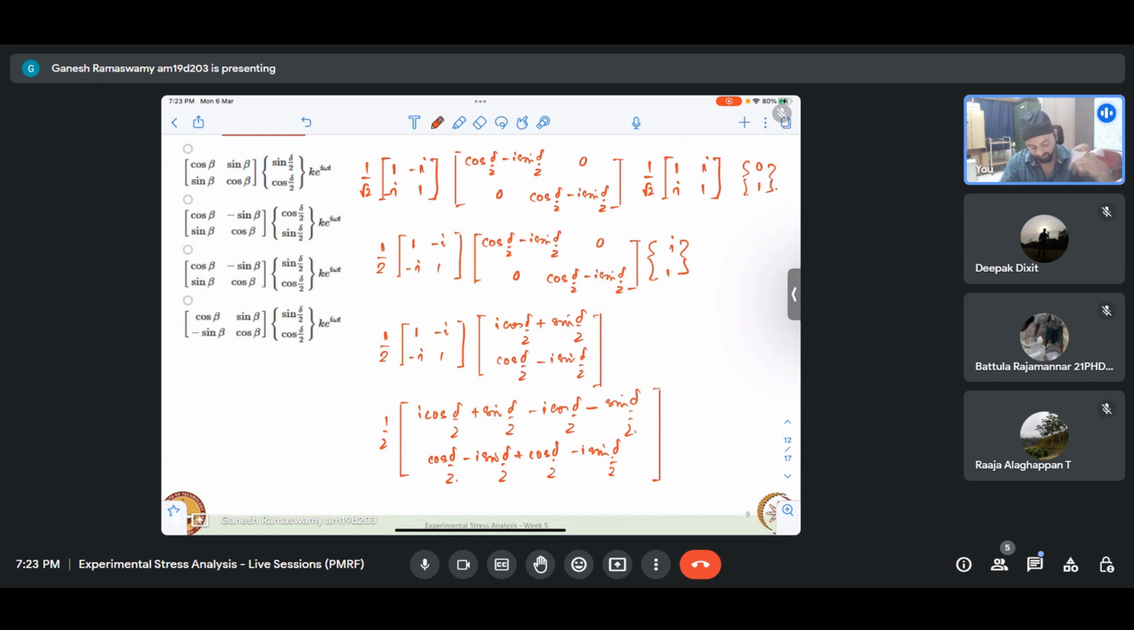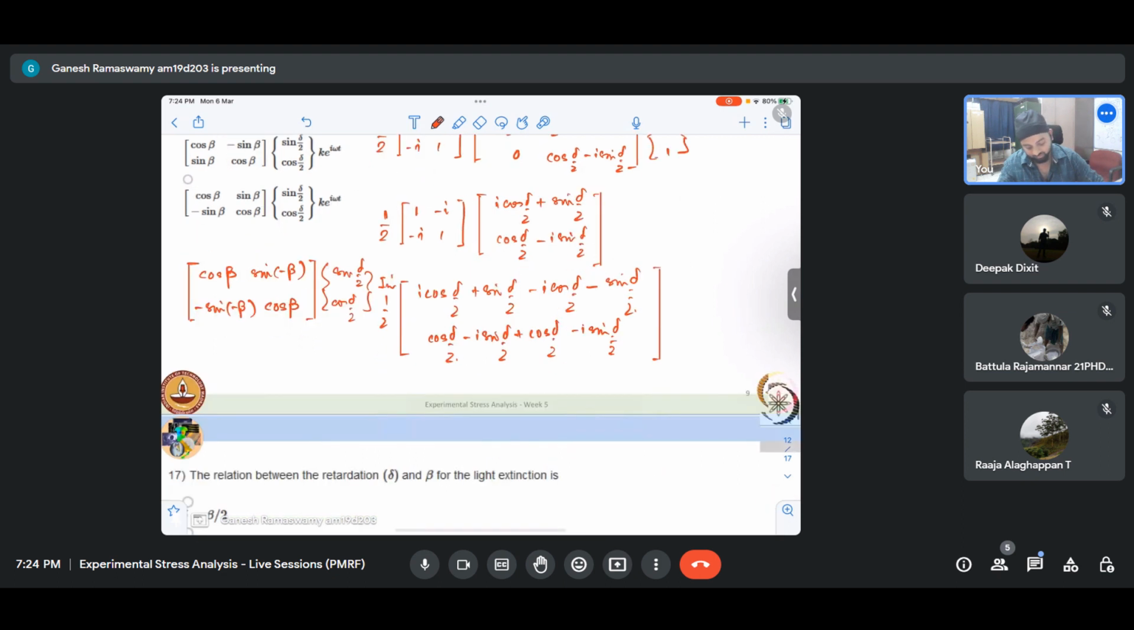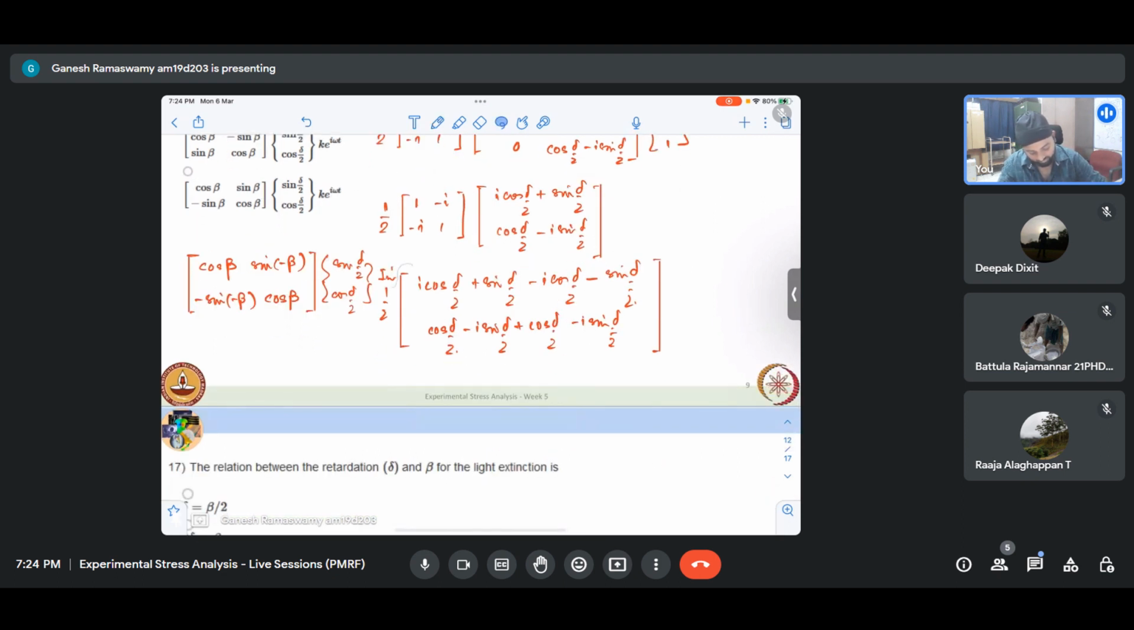And our rotation matrix, because we have rotated it clockwise, will be cos beta, sine of minus beta, and then minus sine of minus beta, and this is cos beta. And this will give me sine delta by 2, cos delta by 2, and whatever is my input light. So I needn't say that here, I'll just put it here.